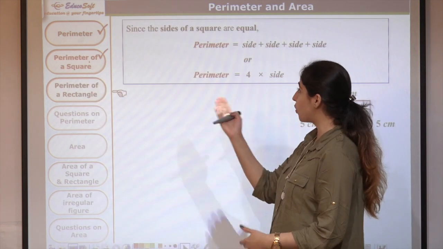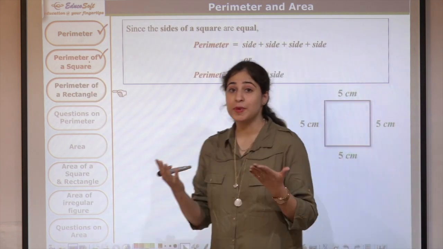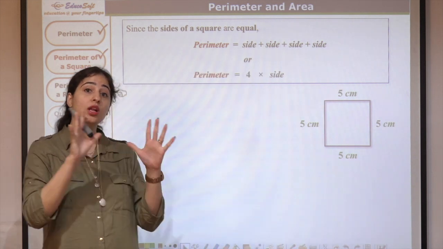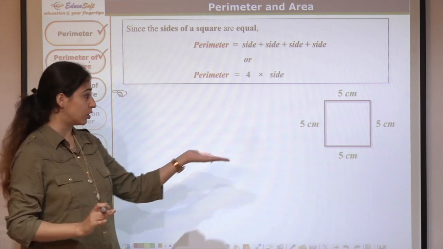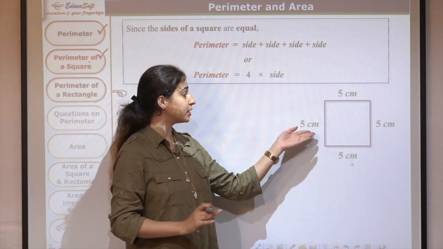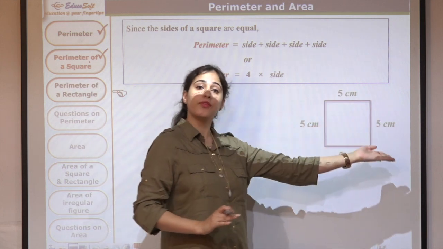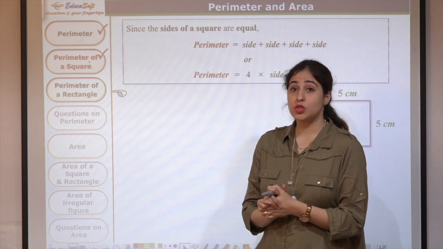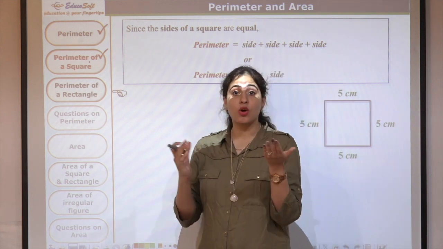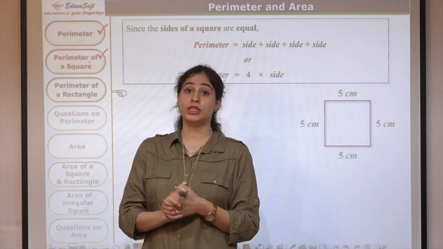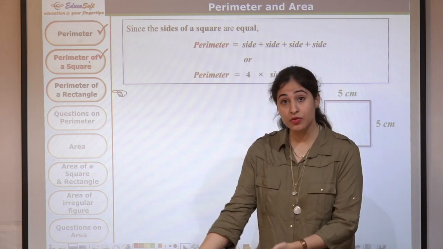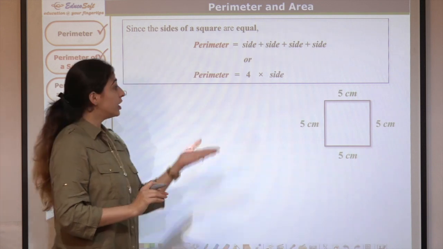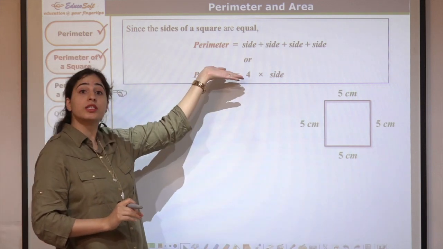Perimeter of a square. What is the speciality of a square? A square has four sides and all its four sides are equal. So, here 5 centimeter, 5 centimeter, 5 centimeter and 5 centimeter. In real life, we have squares such as the face of a die. Then we have tiles of a floor, they are also square. Let us first see what is the formula.